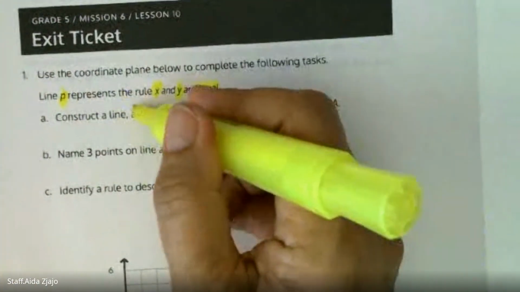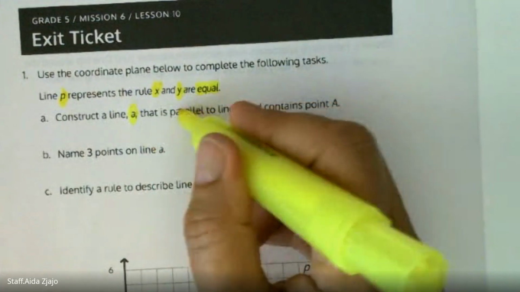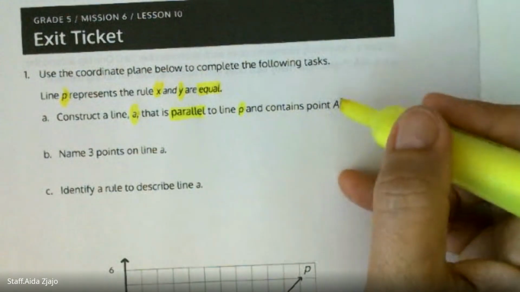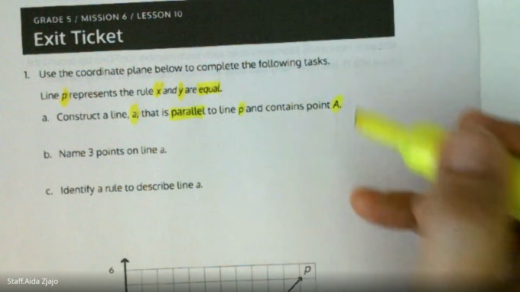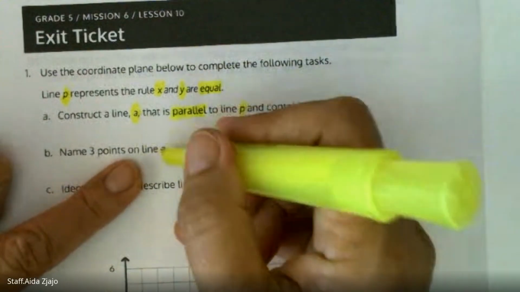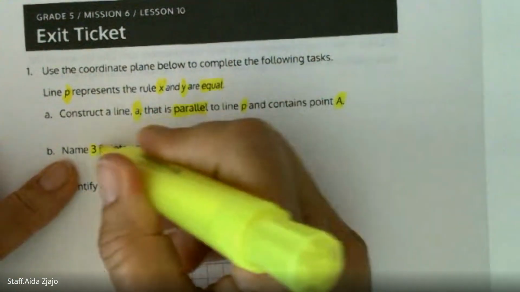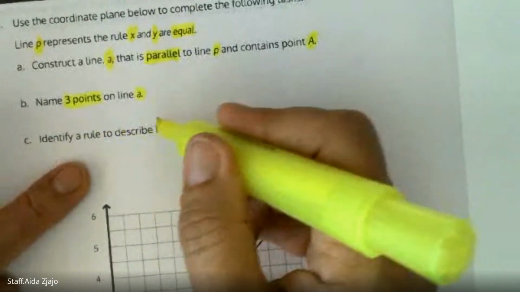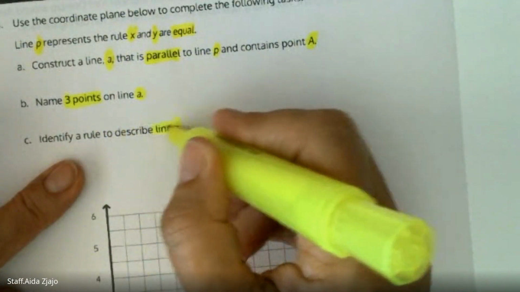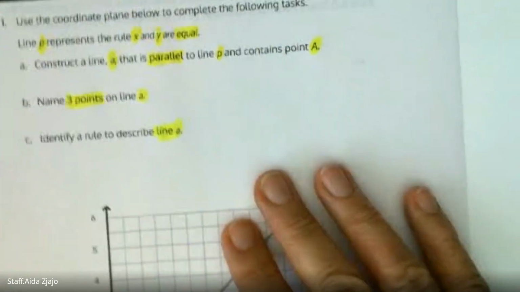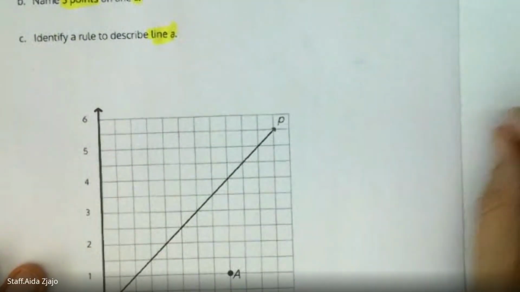Construct a line A that is parallel to line P and contains point A. Name 3 points in the line A. Identify a rule to describe line A. So these are all things we need to solve. Let's look. This is the coordinate plane.